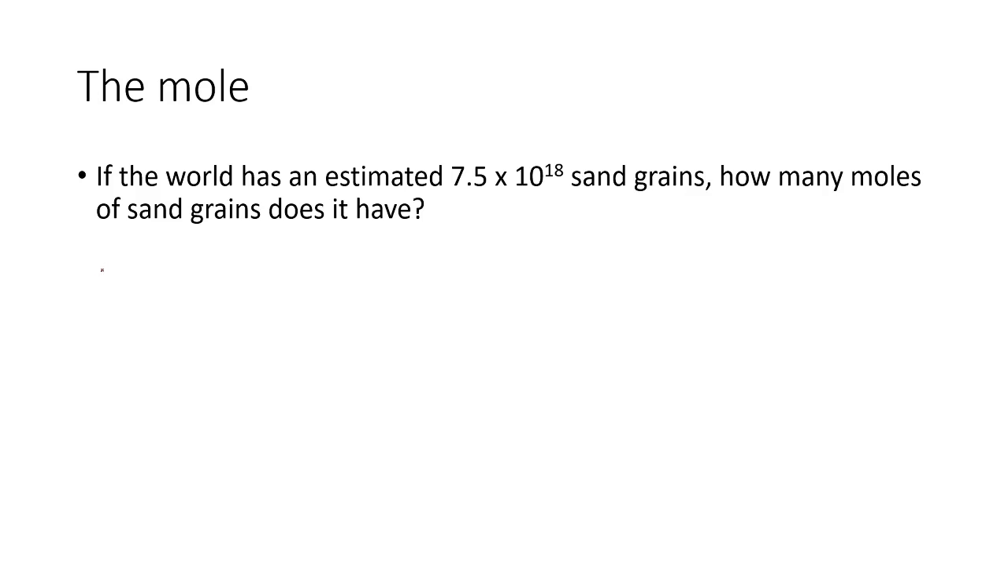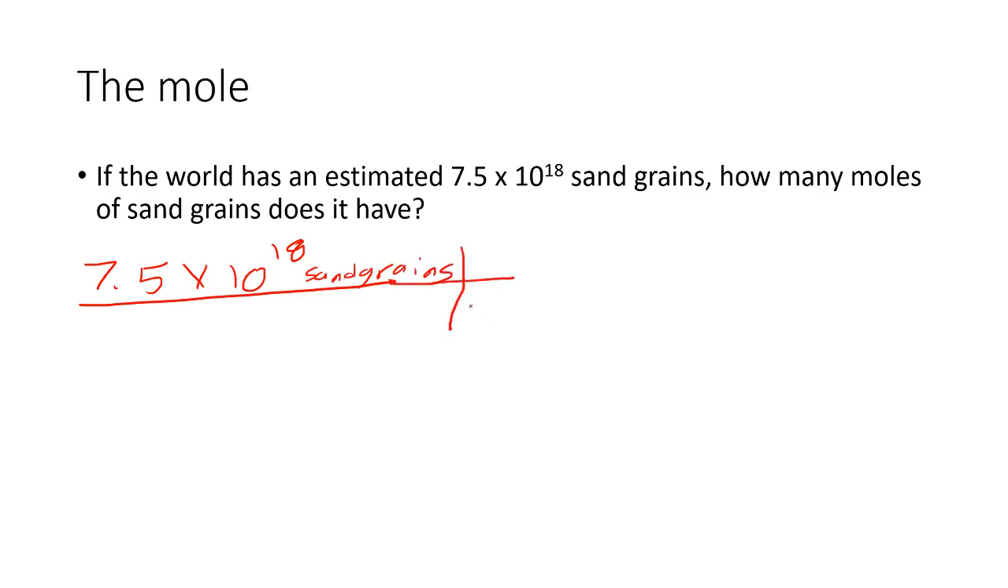So the world has an estimated 7.5 times 10 to the 18th sand grains. If we take all the sand grains on Earth, we get about this many. The question is, we want to look at how this compares to the size of the mole. So how many moles of sand grains would this be? So I'm going to divide by 6.022 times 10 to the 23rd, and I'm just going to write grains. That'll be easier. It'll fit on here.